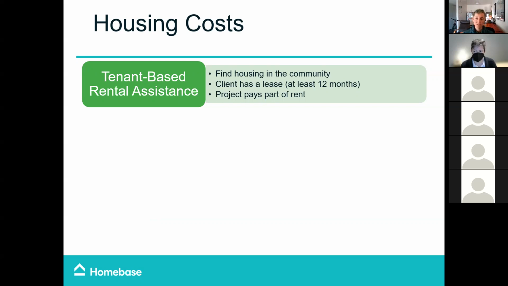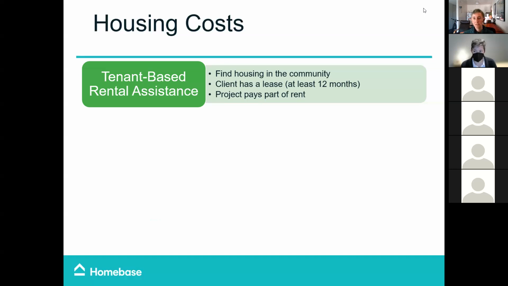For tenant-based rental assistance in permanent supportive housing, the client will also be paying up to 30% of what is called their adjusted gross income. But it's important to note that if a client has zero adjusted gross income, they will be paying $0, because that's 30% of their adjusted gross income, right? So the portion of rent that the client is paying is based on their income, and the project is covering the rest of that rent.